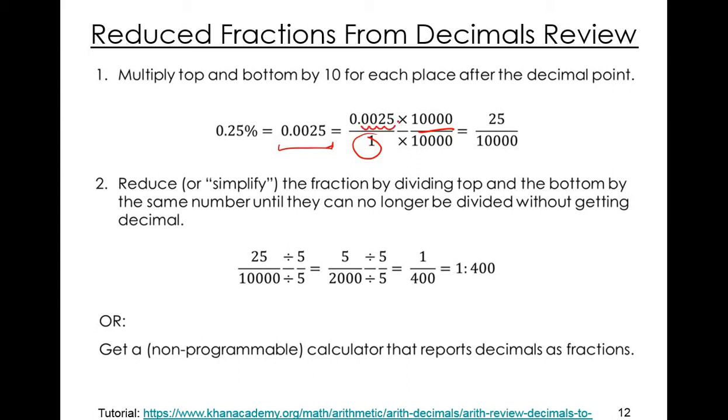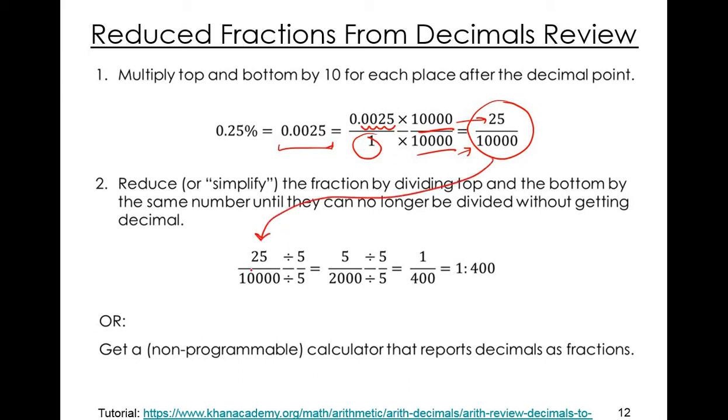moving the decimal over 4 places to give 25. And we'd multiply by 10,000 on the bottom as well to give 25 over 10,000 as our initial fraction. This is still equivalent to 0.0025 because we've just multiplied by 1. 10,000 over 10,000 should still be equal to the same value.